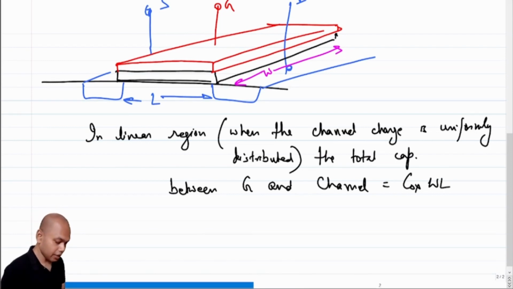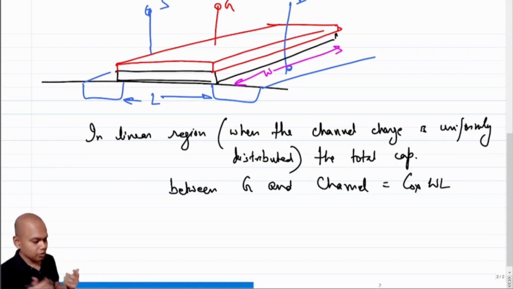Cox was the capacitance per unit area. We simply multiply by the area and we get the total capacitance, right? But note that the issue here is that even though we can define this capacitance between the gate and the channel, it is not accessible to the designer, right? However, what is accessible? The source and the drain contacts are accessible. So if I can express the capacitance between the gate and the source and the gate and the drain, then it will make our life easier. The capacitance will be useful to a designer.